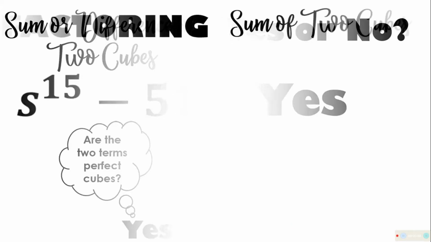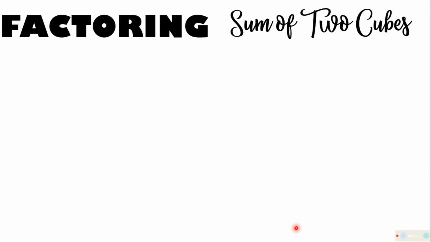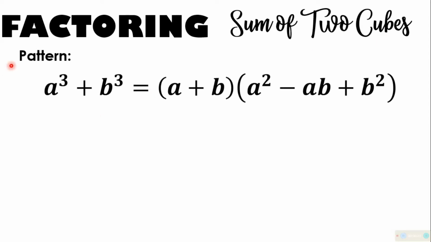Punta naman tayo sa steps on how we can factor sum of two cubes or difference of two cubes. So, for factoring this type of binomial, meron tayong susundan na pattern. So, here is the pattern for sum of two cubes. A cube plus B cube, ibig sabihin, this is the given sum kasi addition ng kanilang operation. So, the factors for sum of two cubes will be like this.